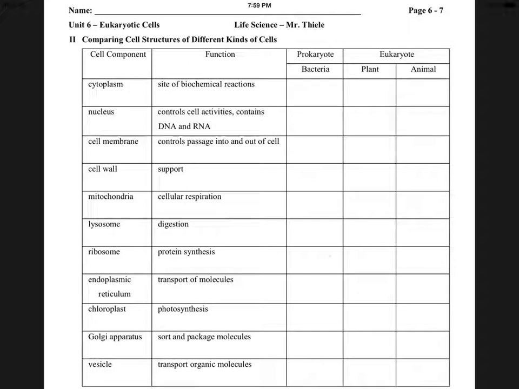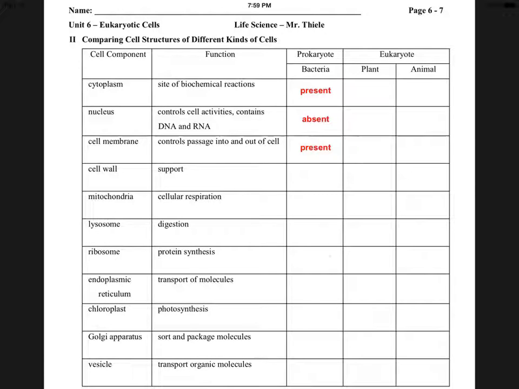Okay, so first we'll look at cytoplasm. In bacteria, that is present at the site of biochemical reactions, the cell jelly. We look at the nucleus in bacteria. Nucleus is absent in bacteria, that is, in prokaryotic cells. That is one of the characteristics of prokaryotic cells, that they do not have a nucleus. Next we look at the cell membrane. The cell membrane is present in bacterial cells, prokaryotic cells.